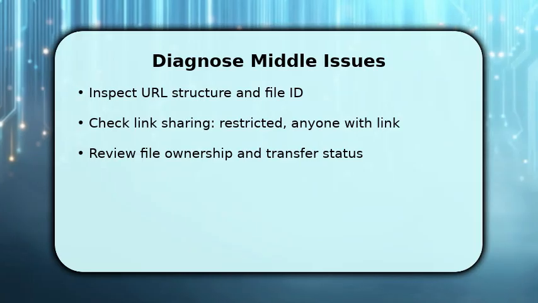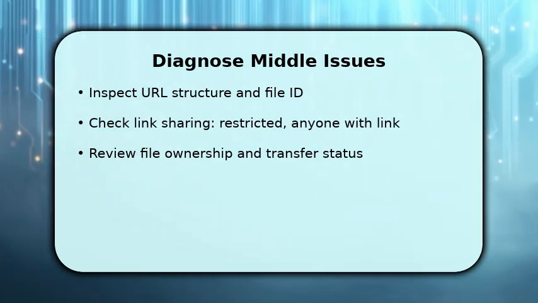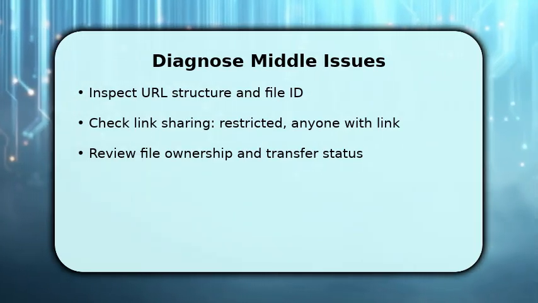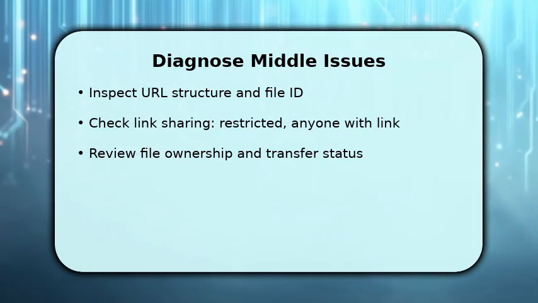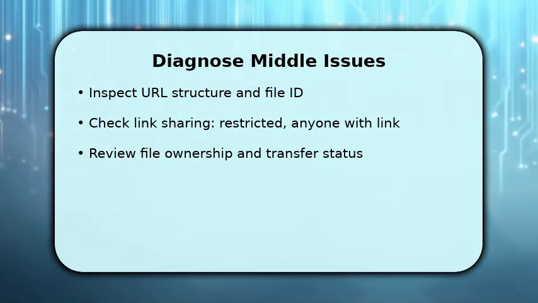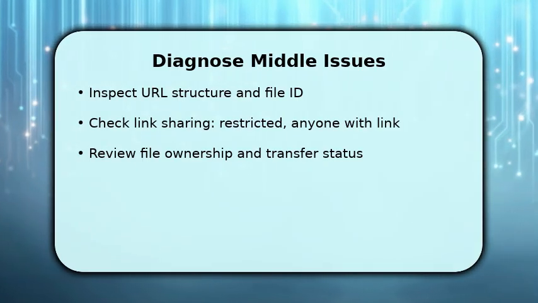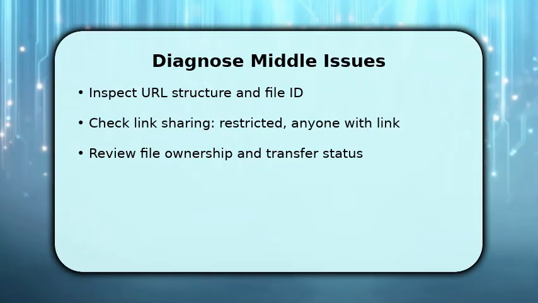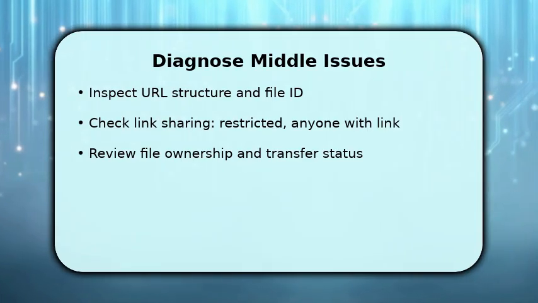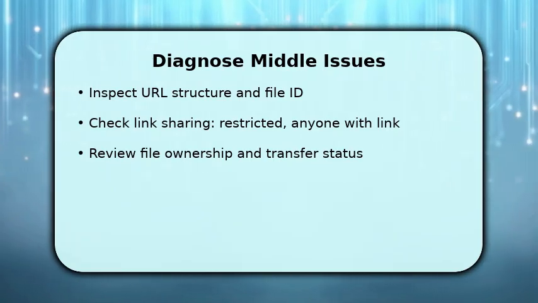Then check the file's sharing setting, restricted versus anyone with the link, and change if appropriate. If you can't change sharing, request the owner transfer ownership or explicitly add your account using the file's sharing dialog. Once adjusted, reload the incognito tab and confirm the endpoint shows the file, not an error.